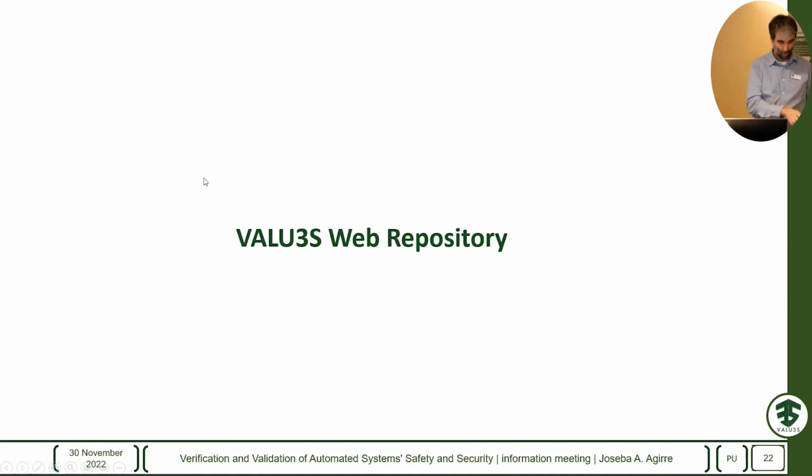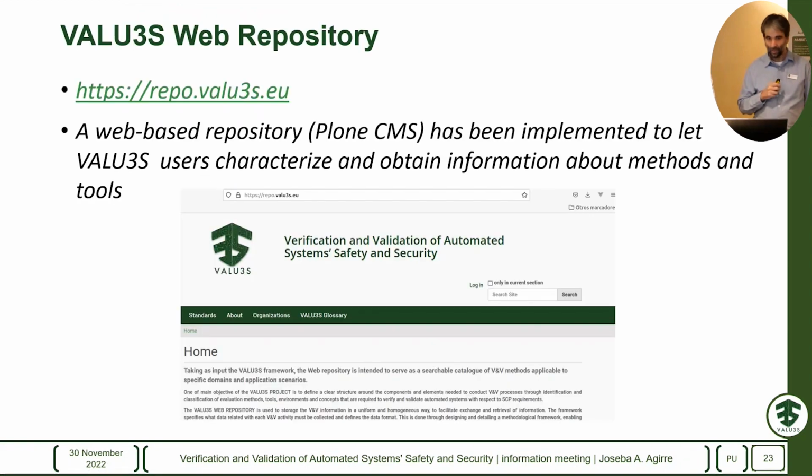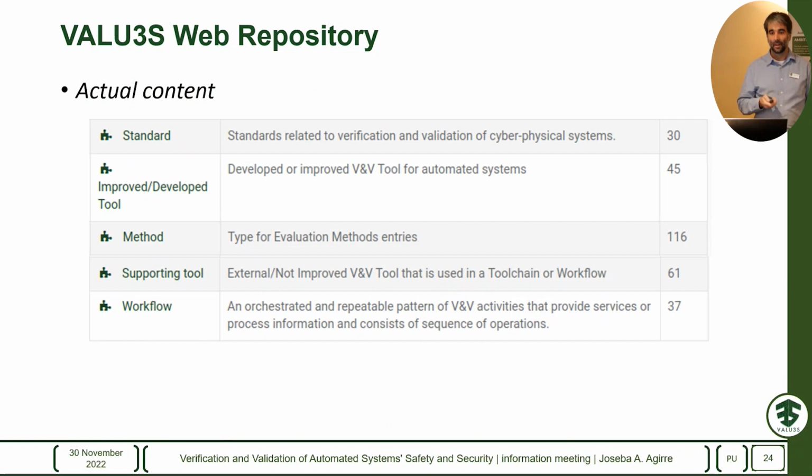Okay, so I will continue. This is the link of the repo, repo.values.eu. This is a Plone-based content management system. Nowadays, we have 30 standards, 45 improved developed tools, 116 methods, 61 supporting tools, and 37 workflows. The idea is we have grouped all this information in a repository we have made public.